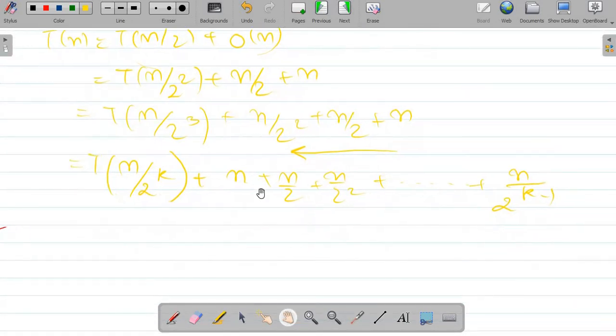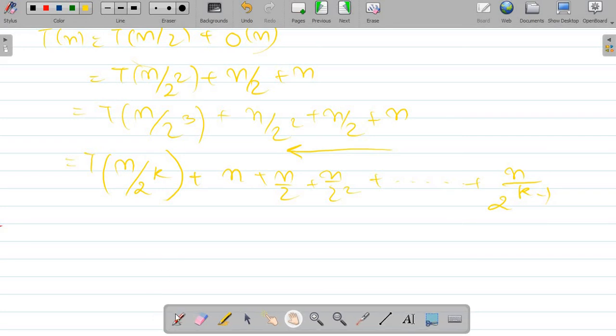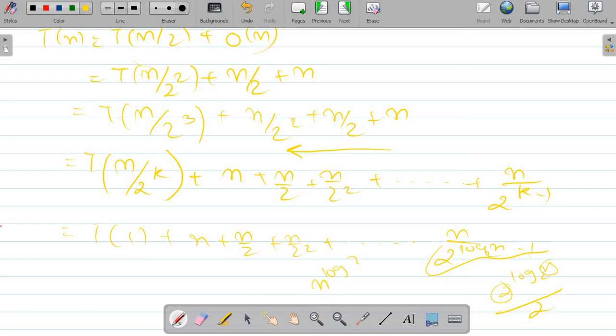Now if I just simply replace k with log n base 2, what we get is T1 plus n by 2 plus n by 2 square and up to n upon 2 to the power log n base 2 minus 1. Now see how we can solve this part. Now this part can be written as 2 to the power log n base 2 upon 2. Now we know that this and this can be swapped, so we get n log 2 base 2.